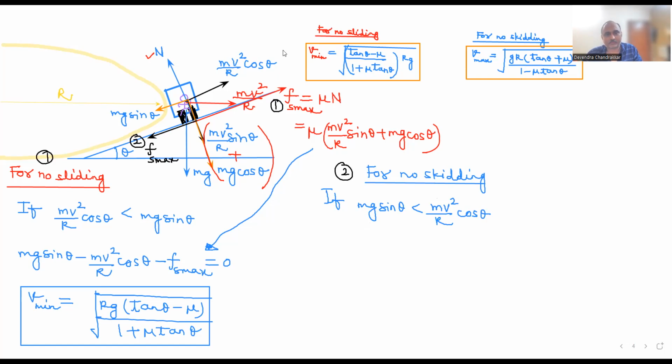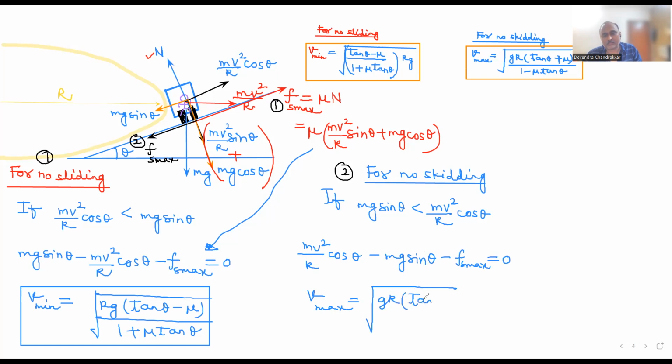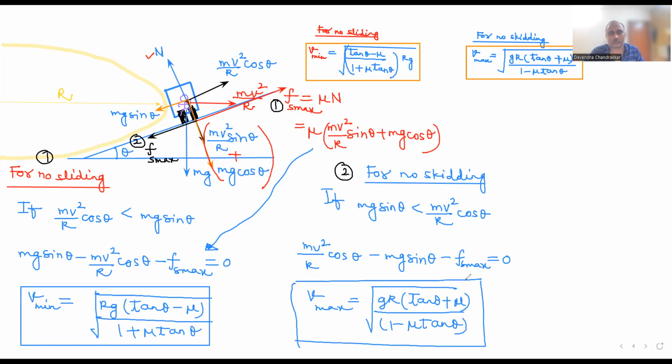So now we have mv square by r cos theta minus mg sin theta minus Fs max is equal to 0. So from here we get V max as root of rg times tan theta plus mu upon 1 minus mu tan theta. Okay, please copy it quickly.